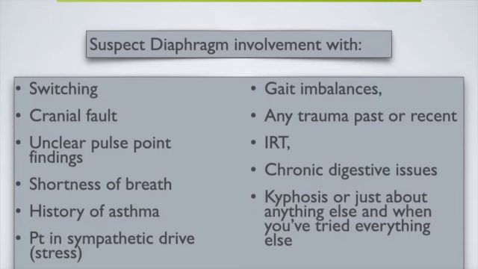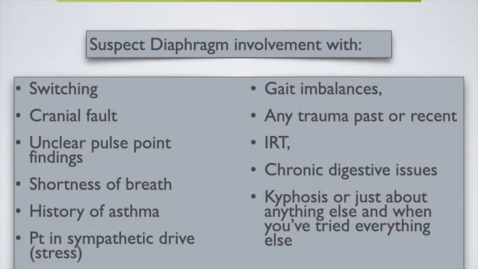Shortness of breath and history of asthma, both that you want to check diaphragm function with these people. There are some great gentle manipulative techniques to help really get the ribs moving again and strengthen the breathing mechanism. Of course, anybody, and nowadays it's so common, anyone who's been in sympathetic drive, i.e. under chronic stress for a while, that's a good indication.